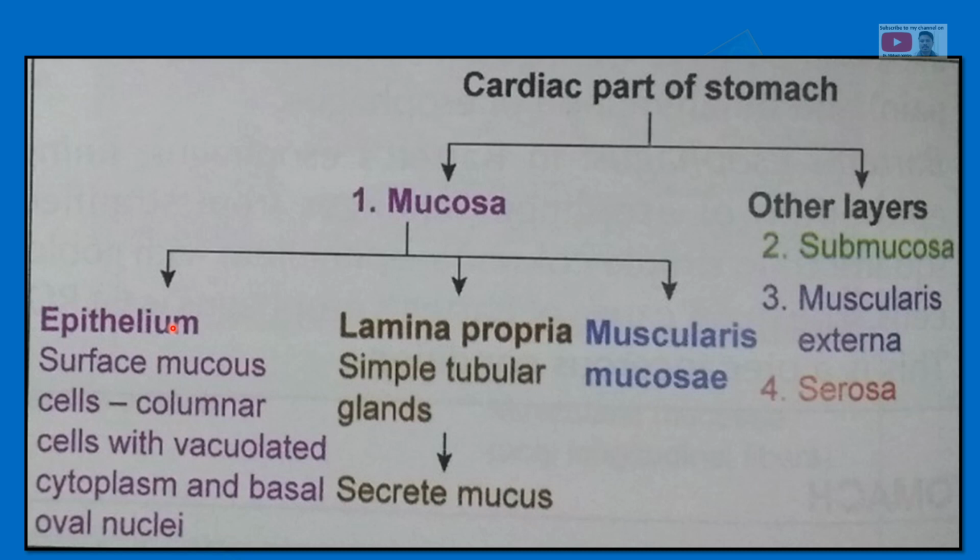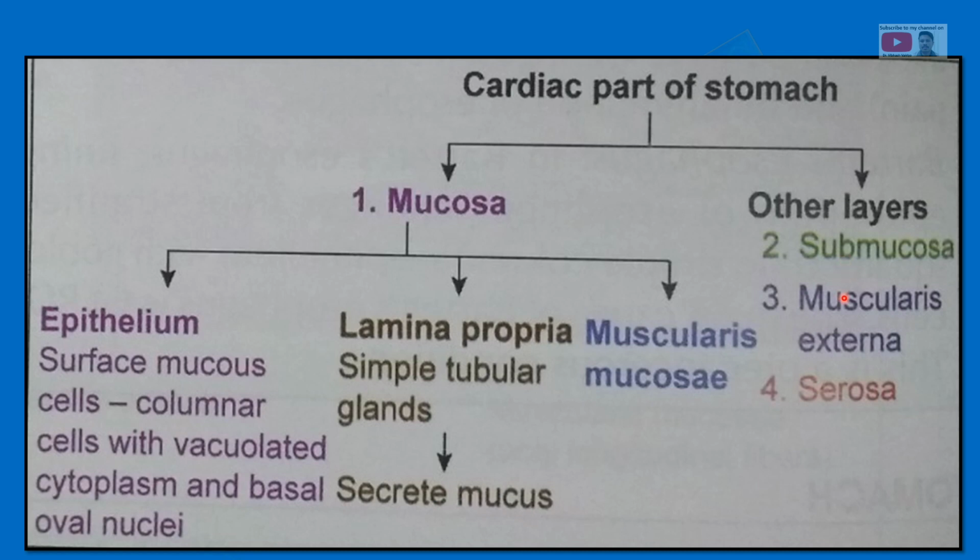The epithelium, which we have already discussed, has the surface mucous cell, known as the columnar cell, and then the lamina propria is a simple tubular gland which secretes the mucus that acts as a lubricant. Then the muscularis mucosa is present between the mucosa and submucosal layer, and it is made of an inner circular and outer longitudinal layer. Then we have a submucosal layer which is made of dense connective tissue.